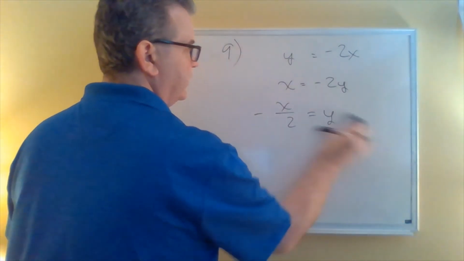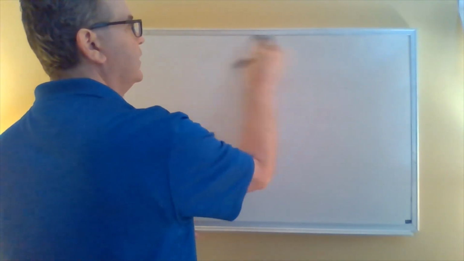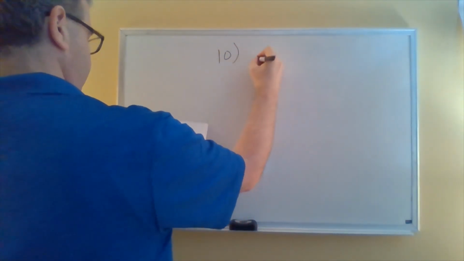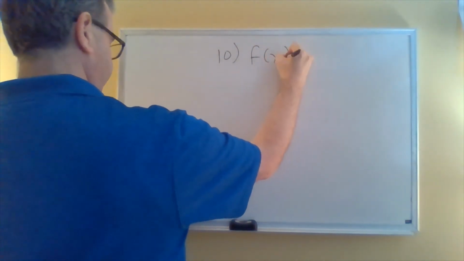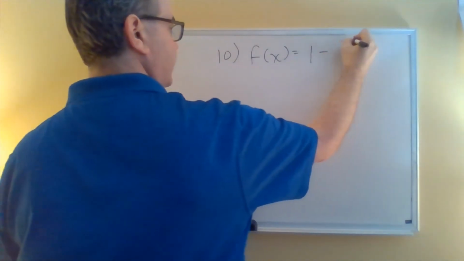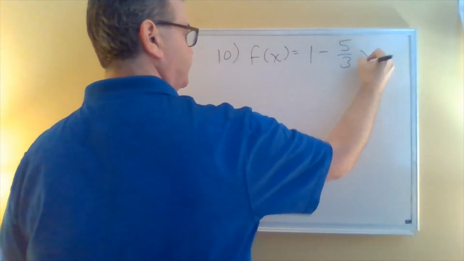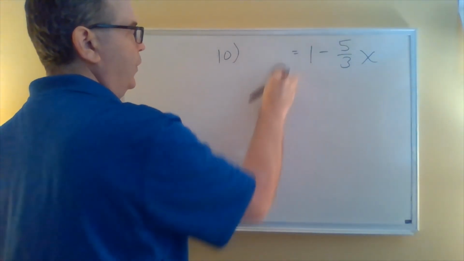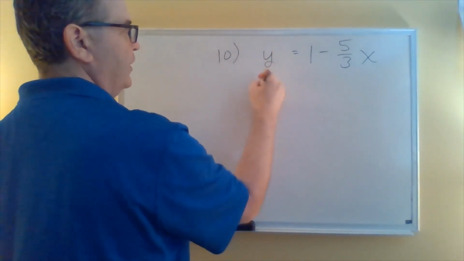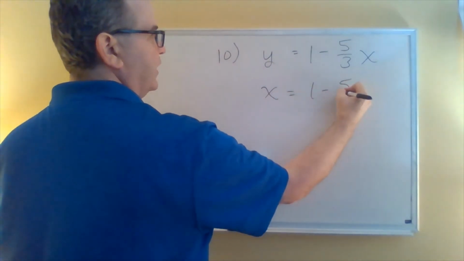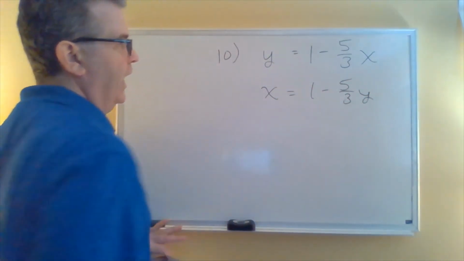Finally here, number 10, f of x equals 1 minus 5/3 x. Okay. Again, I'm going to change f of x to y. And everywhere I see a y, I'm going to rewrite it as an x. And everywhere I see an x, I'm going to rewrite as y.